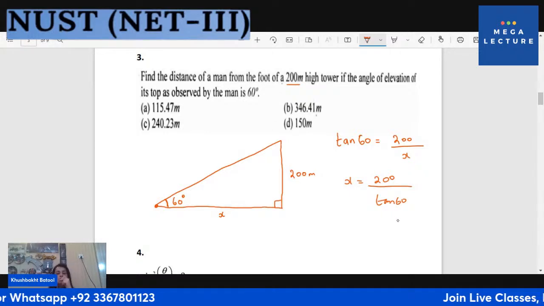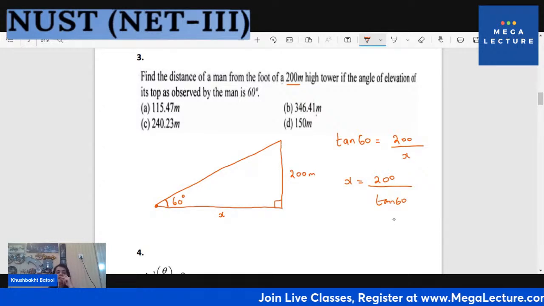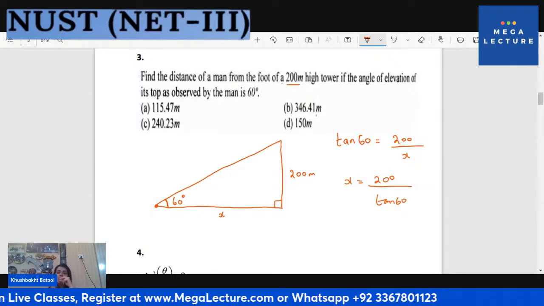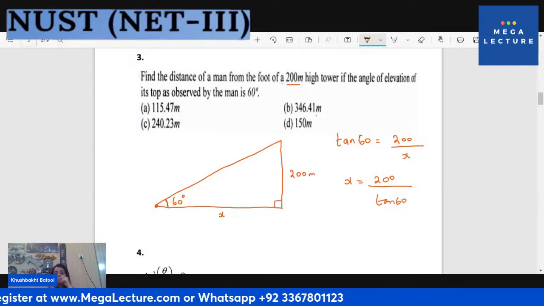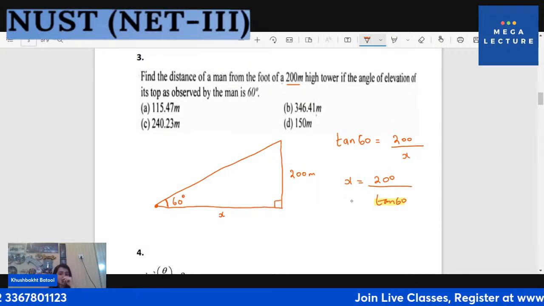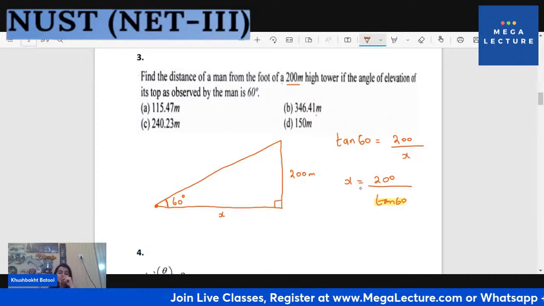You would be solving this question without calculator. Okay, I won't expect, and the examiner won't expect, that you guys are calculators and you can do it easily. No, that is why MCQs are given. You need to be logical while solving these questions. Now the value of tan 60 is to be memorized. Okay, again and again I'm telling you, there's a table which I shared in the previous video.